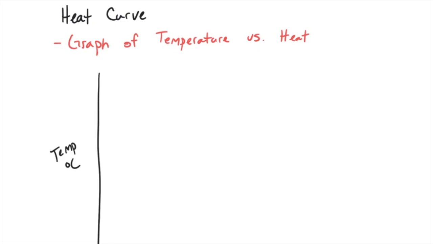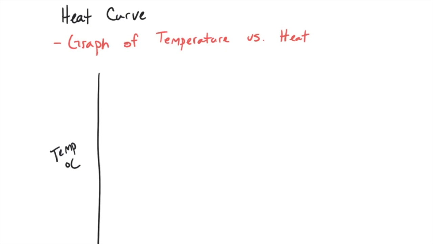Here is the heat curve, at least the beginnings of it. We've got temperature on the vertical axis, as you can see, in degrees Celsius, and we've got heat along the bottom or along the horizontal axis. Heat curves can be drawn for all different types of substances, but in this class we're going to focus on one substance that's very common, water.